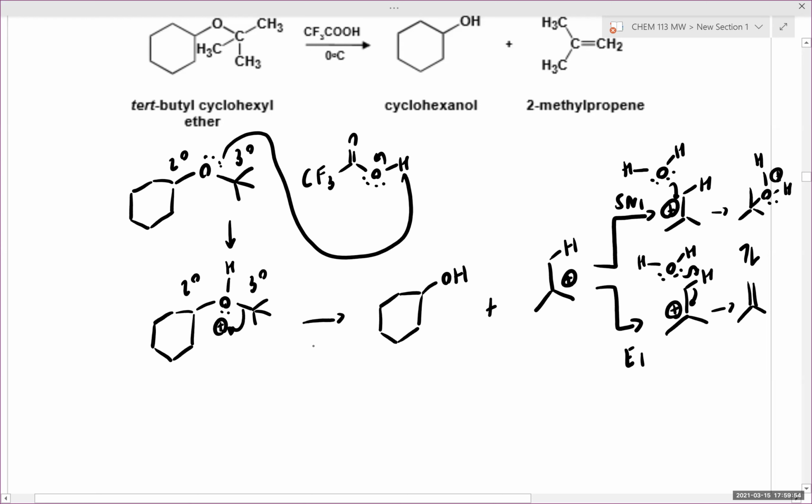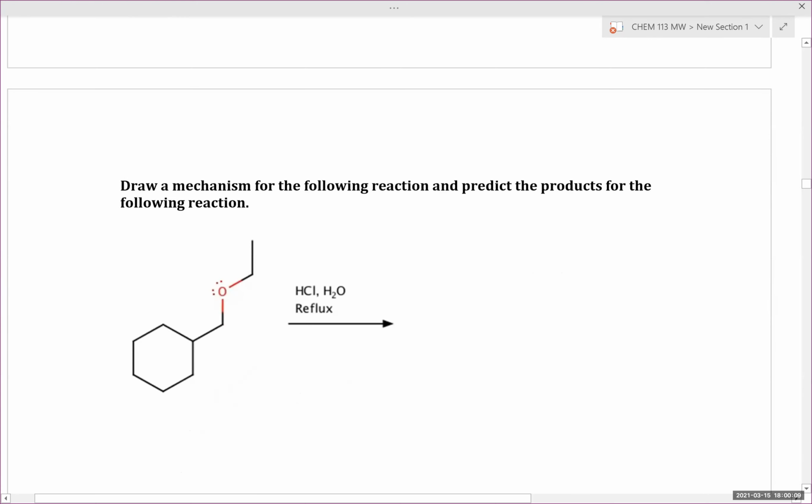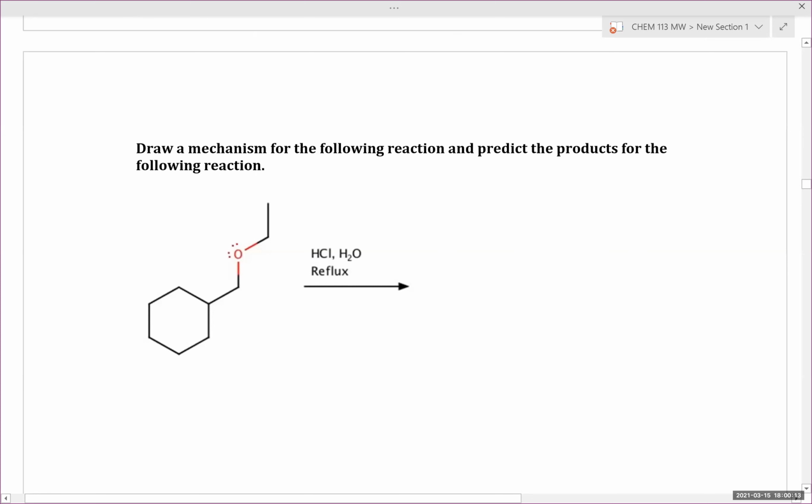Any other questions on this example? Okay, so let's keep going then. So let's try to draw a mechanism for the following reaction. And is something off with this reaction already? Is there a problem with these conditions?